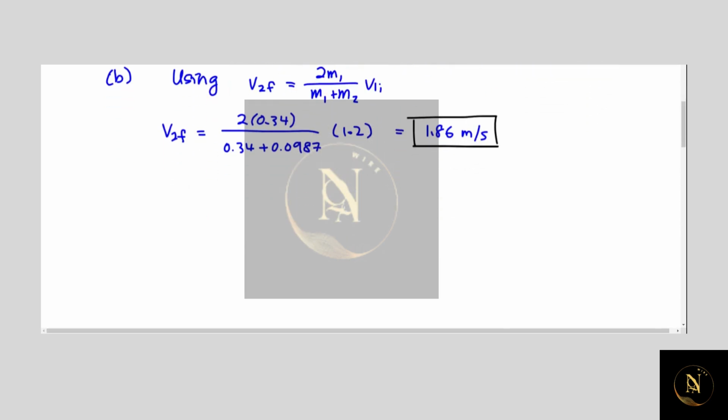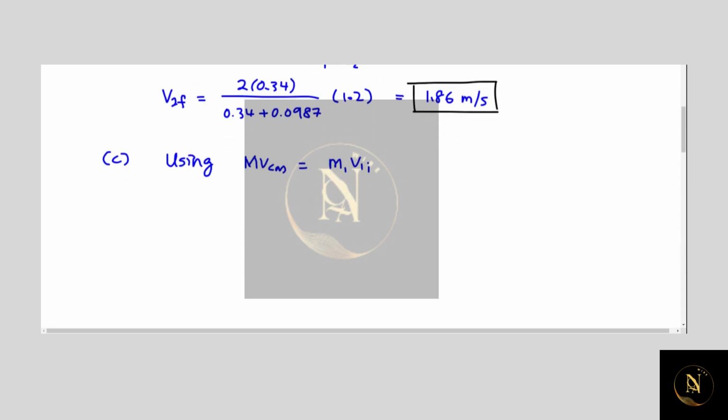And the VCM, we'll be using the formula M VCM, the big M being the total mass, is equal to M1 V1I, the initial momentum of the system. The momentum of the two block system is conserved, and we can just use the initial momentum for convenience. So VCM is equal to M1 V1I divided by M1 plus M2.